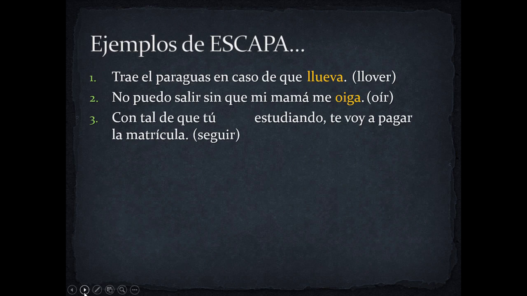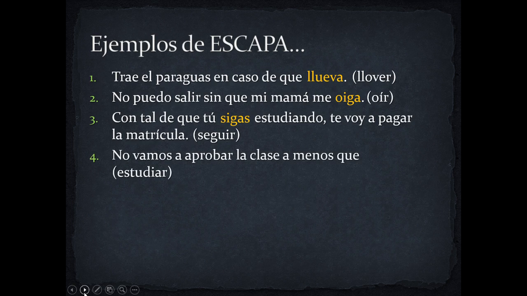So we want the form of seguir in subjunctive for tú. Y el verbo seguir, the yo form of that is sigo, S-I-G-O. So what would our subjunctive form be? If you said sigas, muy bien. Con tal de que tú sigas estudiando, te voy a pagar la matrícula.